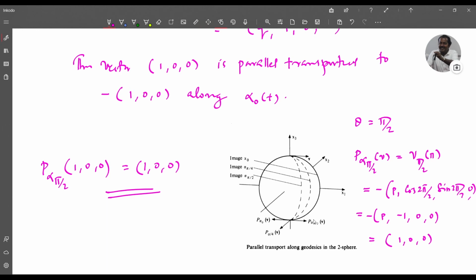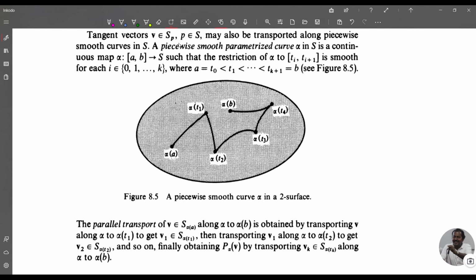Similarly, you can check the case when theta is equal to pi by 4. The tangent vectors V belonging to S_P, P belonging to S, may also be transported along piecewise smooth curves in S. So suppose that this is an n surface, and this is an example of a piecewise smooth curve on the n surface.